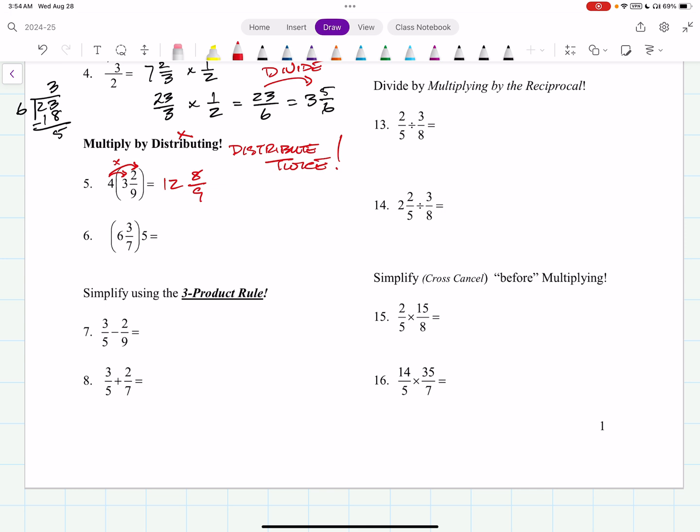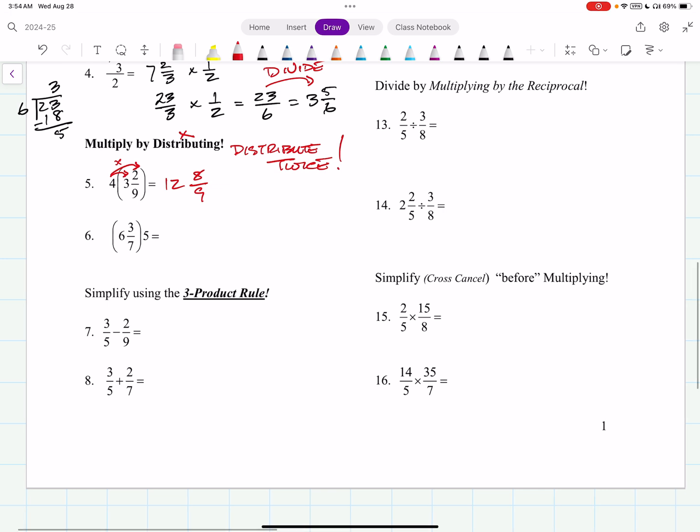4 times 3 is 12. 4 times 2 is 8. So 4 times 2/9 is 8/9. And you're done. All right? Now here, same thing. 5 times 6, 5 times 3, right? 5 times 6 is 30. 5 times 3/7 is 15/7.